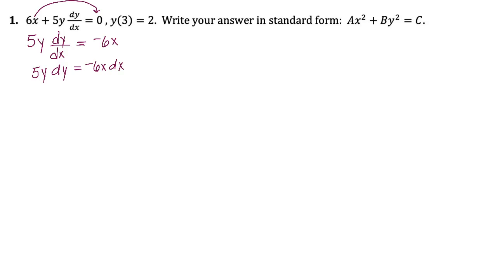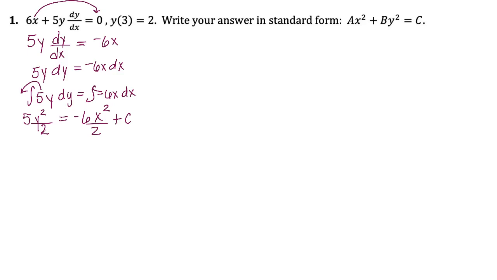Now that we've separated, we're going to integrate 5y dy equals the integral of negative 6x dx. I'm going to move out the 5 and at the same time integrate y. So if I do that, that's going to be y squared over 2 equals, and then move out negative 6, and that's going to be x squared over 2. And then what have we got to add? Add your c. I would go ahead and cancel.